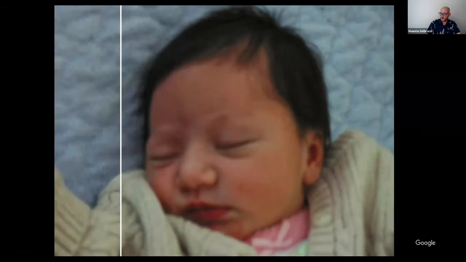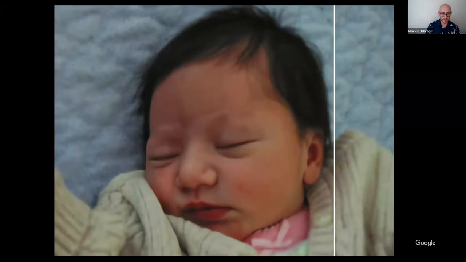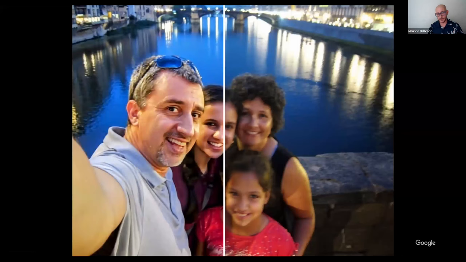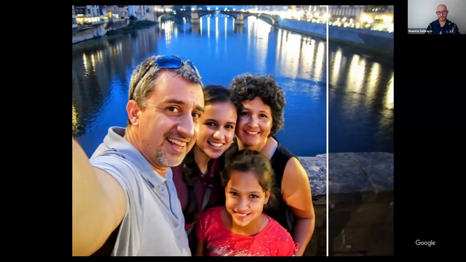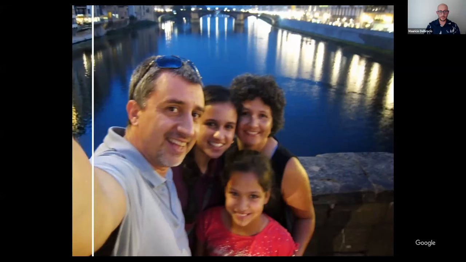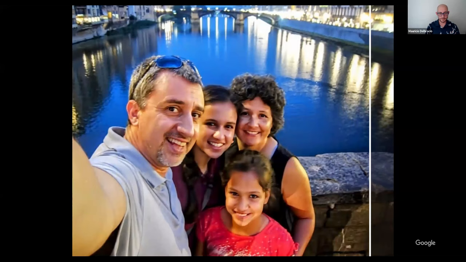All right, so a few more examples. Here you can see an image that has compression artifacts, mild blur, and noise. Another image where the light has also been a little bit compensated. By the way, this is Peyman Milanfar, who is a co-author of this work, and his family.